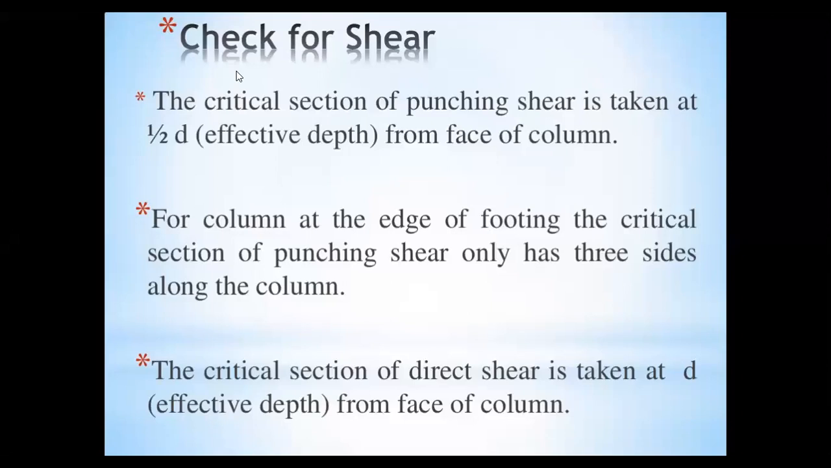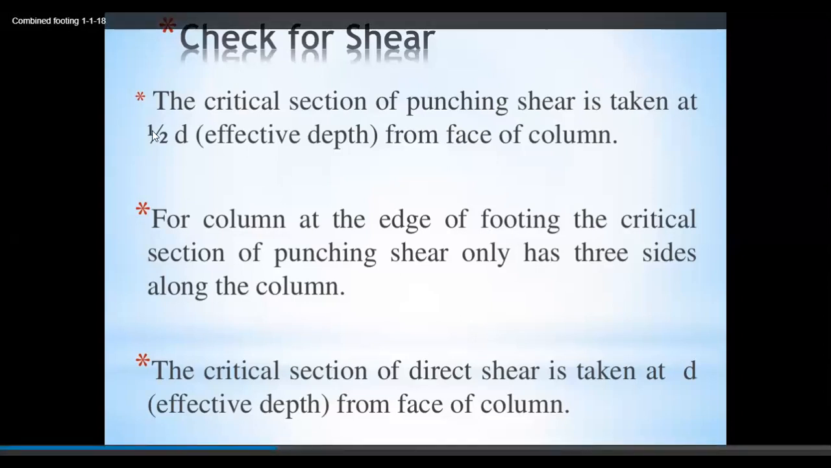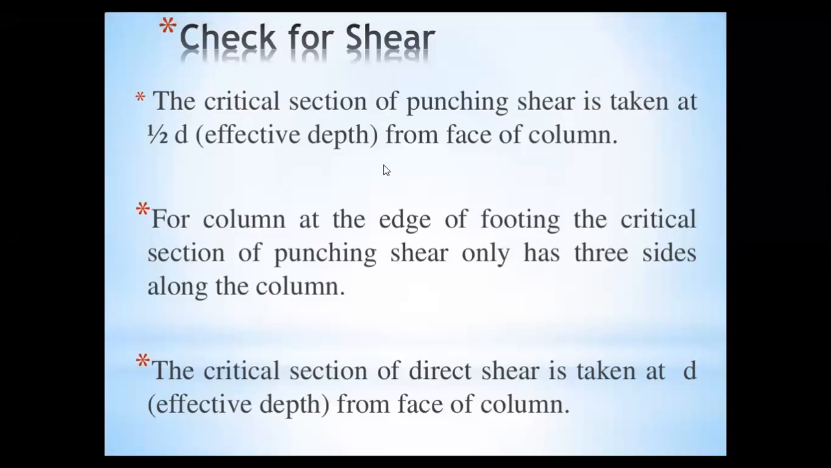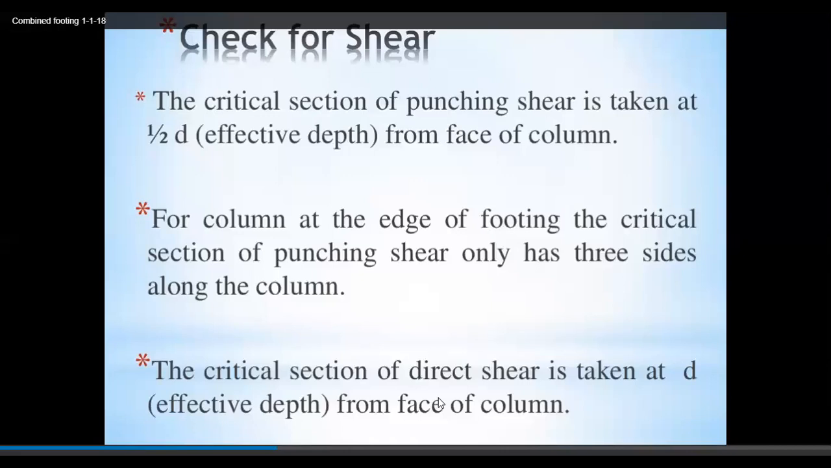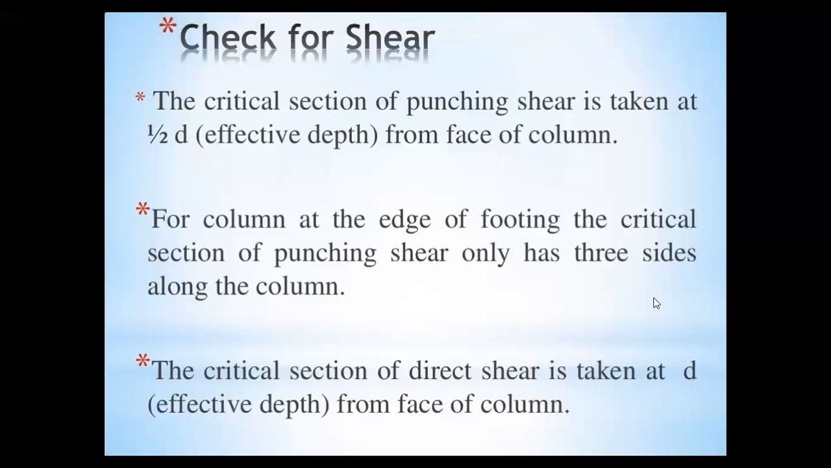Next step is to calculate the punching shear. There is a check for shear. The critical section of punching shear is taken at the effective depth from the face of the column, that we have to check over here. And for a column at the edge of footing, the critical section of punching shear has only 3 sides along the column, and the critical section of diagonal shear is taken at the effective depth from the face of the column. The third step is to check for the shear.